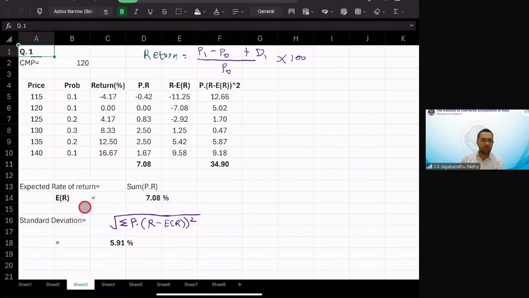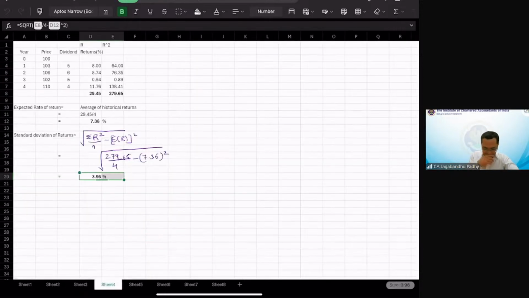And we also computed the risk involved in such a security by calculating the standard deviation. Standard deviation is computed as the square root of the summation of P into R minus the expected value of R, the whole square. That gave us the standard deviation.